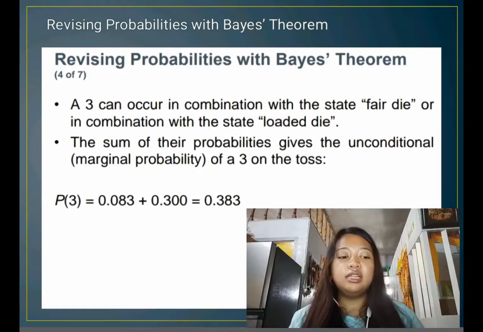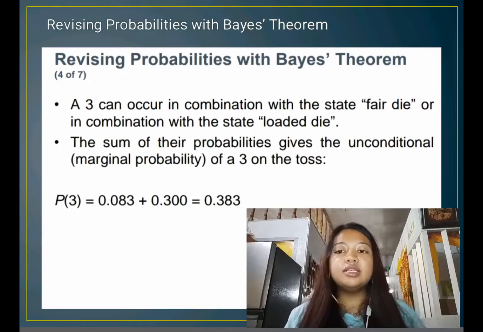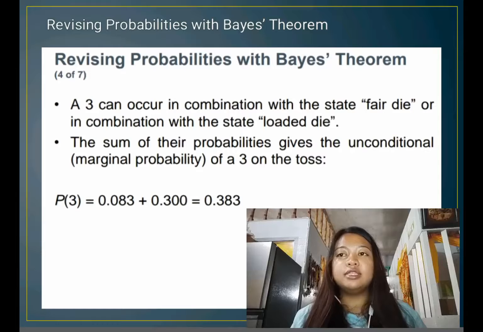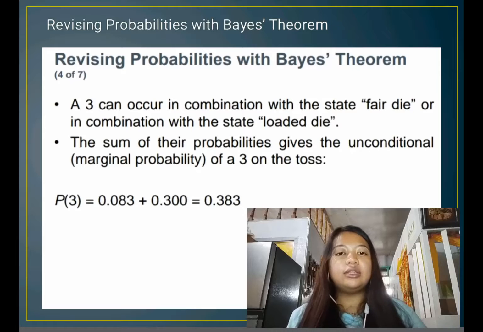that we answered earlier, the probability of being 3 and fair, and the probability of being 3 and loaded. So the 0.083 refers to the first explanation, and also the 0.300, and this will result in 0.383.